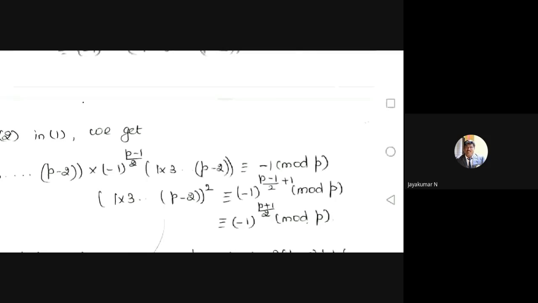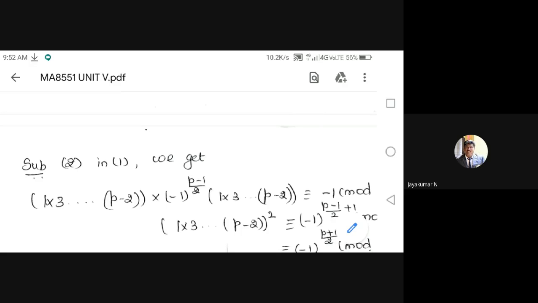So now here, 1 into 1, 1 square, 3 into 3, 3 square, 5 into 5, 5 square, then P minus 2 into P minus 2, P minus 2 the whole square. Okay. So 1 square into 3 square into 5 square into up to P minus 2 the whole square, which can be written as 1 into 3 into 5 into up to P minus 2, the whole square.